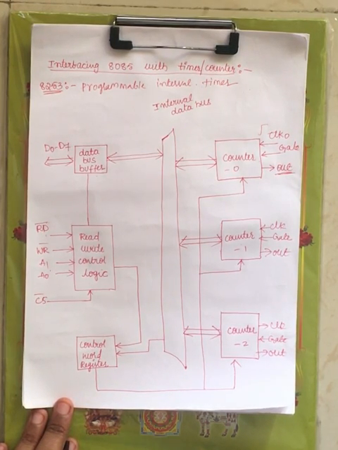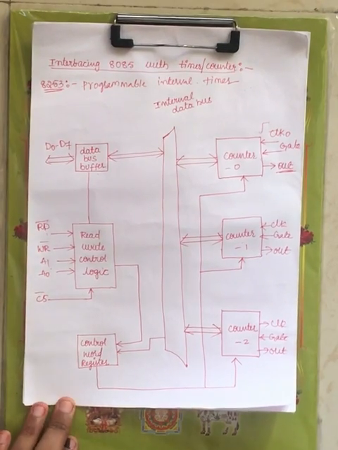Now what is a timer? It will provide the delay by counting the events, and a counter will count the external events. That is the difference between timer and counter.